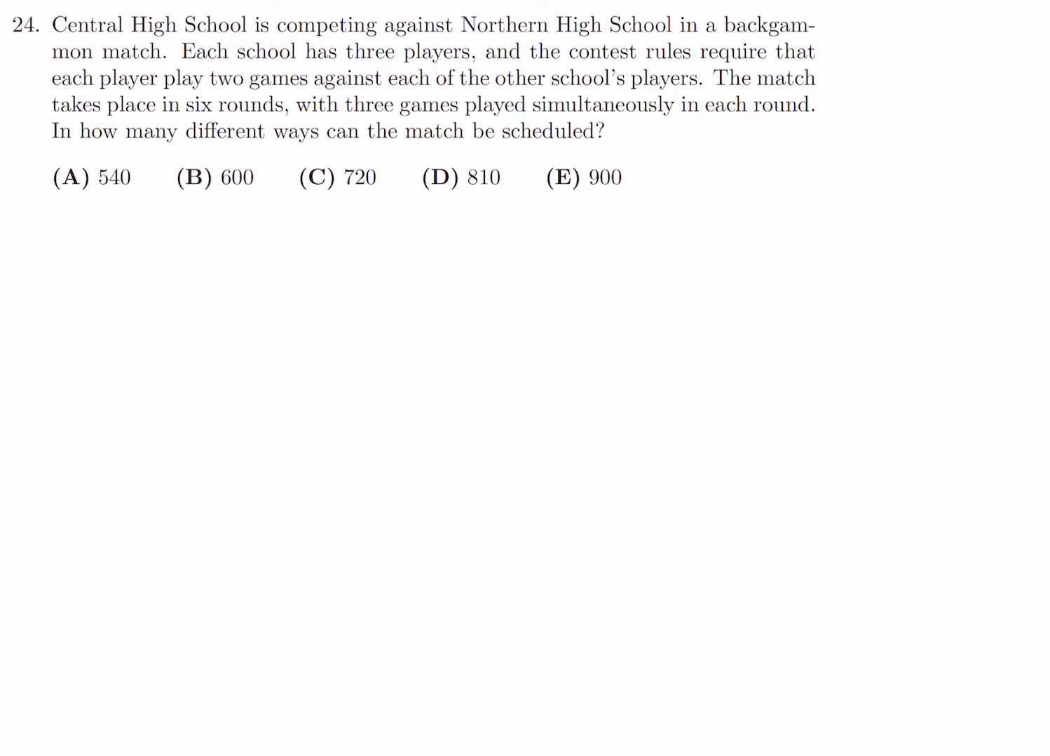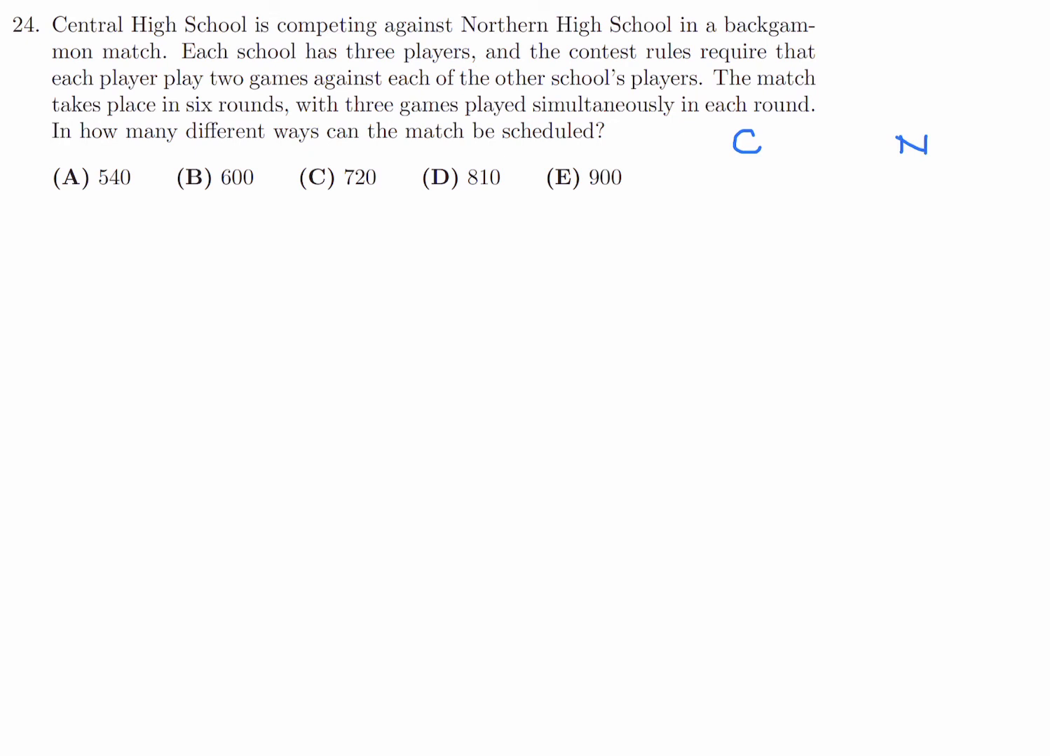Central High School is competing against Northern High School in a backgammon match. Each school has 3 players, and the contest rules require that each player play 2 games against each of the other school's players. The match takes place in 6 rounds, with 3 games played simultaneously in each round. How many different ways can the match be scheduled? Well, I will let the Central High School players be called C's and the Northern High School players be called N's.